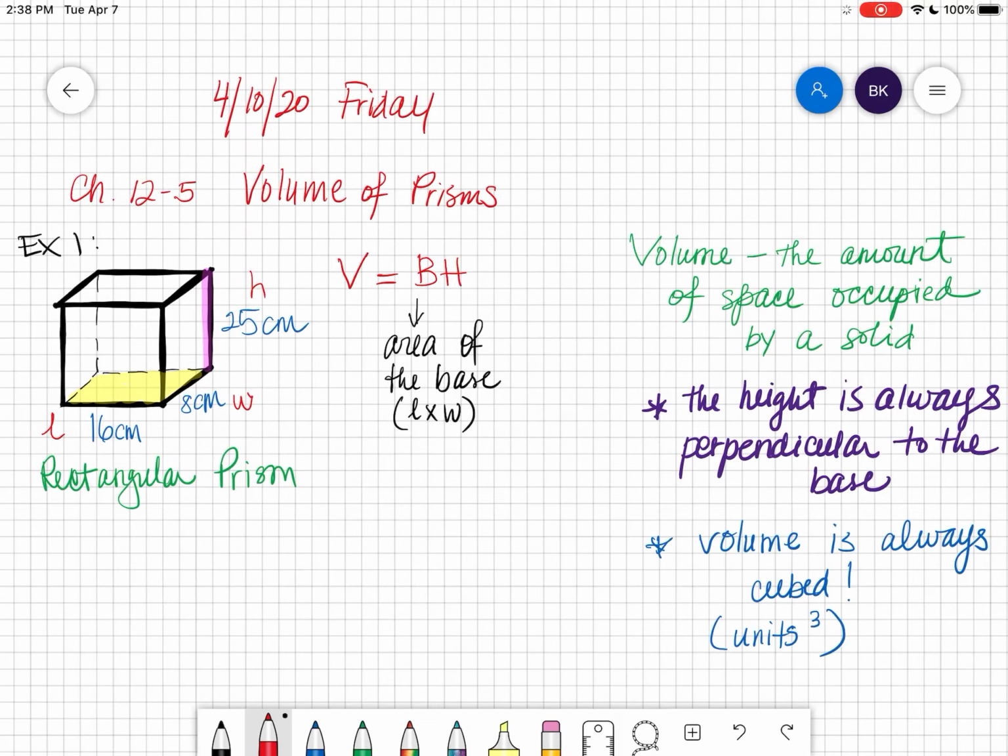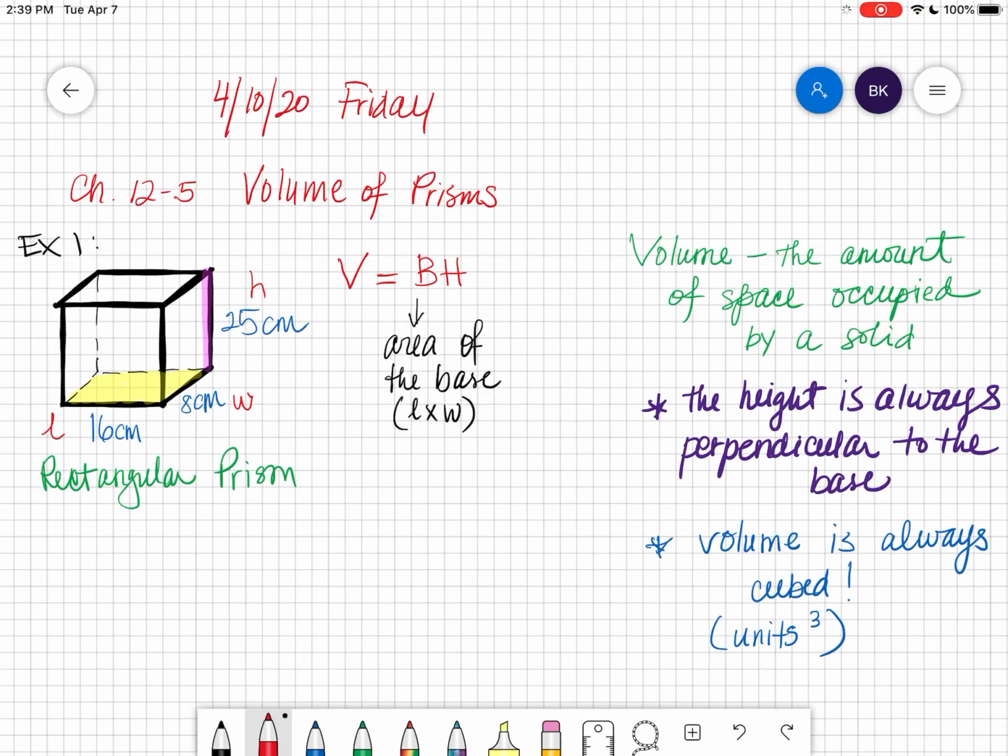Okay, now let's talk about the height. The height is always perpendicular to the base, and the base is the face or the side which the solid is sitting on. Again, the height is always perpendicular to the base. Now, remember the volume is always cubed because we multiply three measurements together, length times width times height.